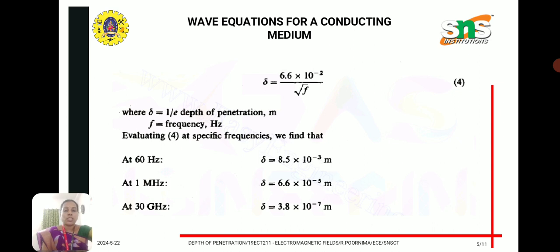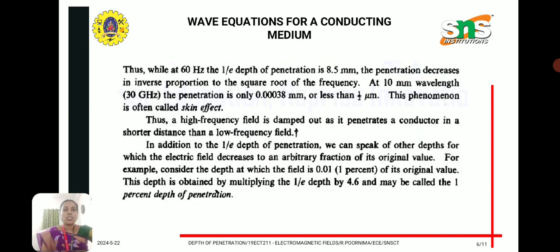Let's take a 60 Hz frequency. Delta becomes 8.5 times 10 power minus 3 meters, so the wave penetrates up to 8.5 millimeters. At 1 megahertz it becomes 6.6, and at 30 gigahertz it becomes 3.8. As the frequency increases, delta decreases. The depth of penetration at 60 Hz is 8.5, and the penetration decreases in inverse proportion to the square root of frequency.